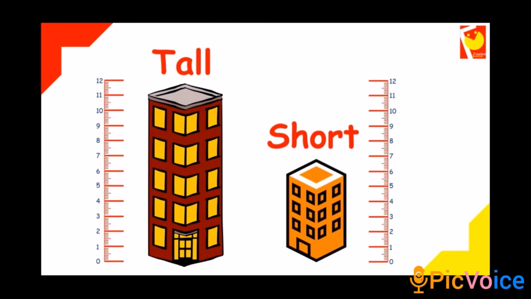See children, in this picture what can we see? Yes, we have two buildings, isn't it? One building is very big and another building is short, isn't it? By seeing it itself, you can easily say which one is tall and which one is short, isn't it children? The building which is on the left hand side is tall, okay? And you must know the spelling, isn't it?